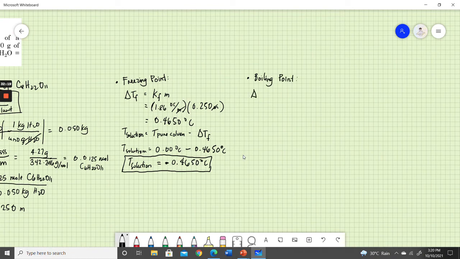Okay, so the change in the boiling point, delta Tb, is equal to Kb multiplied by m. The Kb is given by the problem, which is 0.52 degrees Celsius per mole. And we have to multiply the molal concentration of the solute we got earlier. Cancel the mole, and the change in the boiling point temperature is equal to 0.13 degrees Celsius.